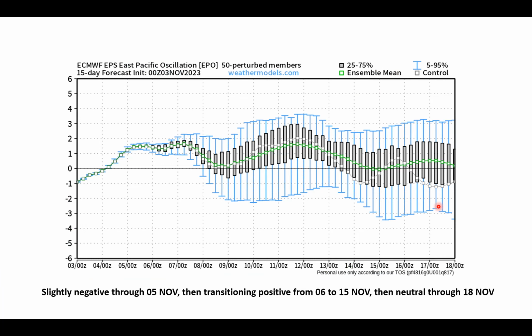Let's take a look at the forecast. European EPS EPO 50 perturbed members showing a slightly negative trend in the EPO through 5 November, and then a transition to a positive phase EPO, then another positive phase, then more neutral conditions right on through the 18th of November.